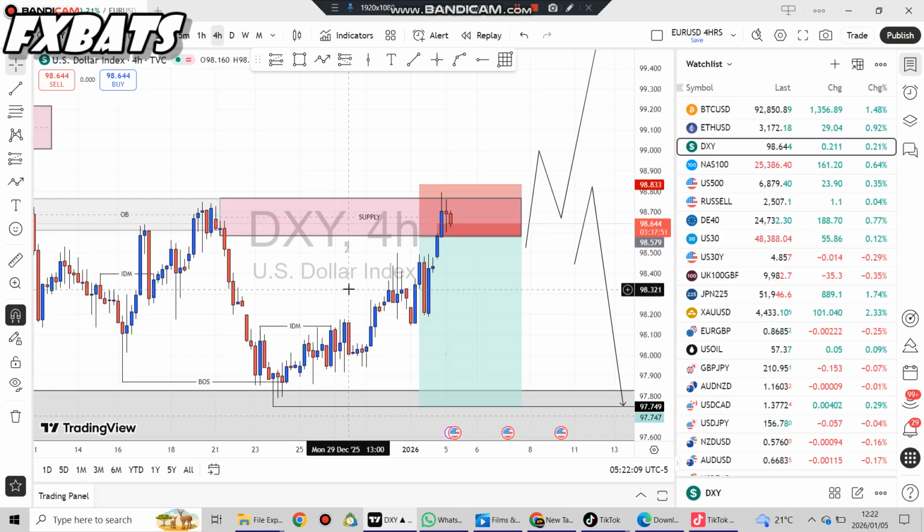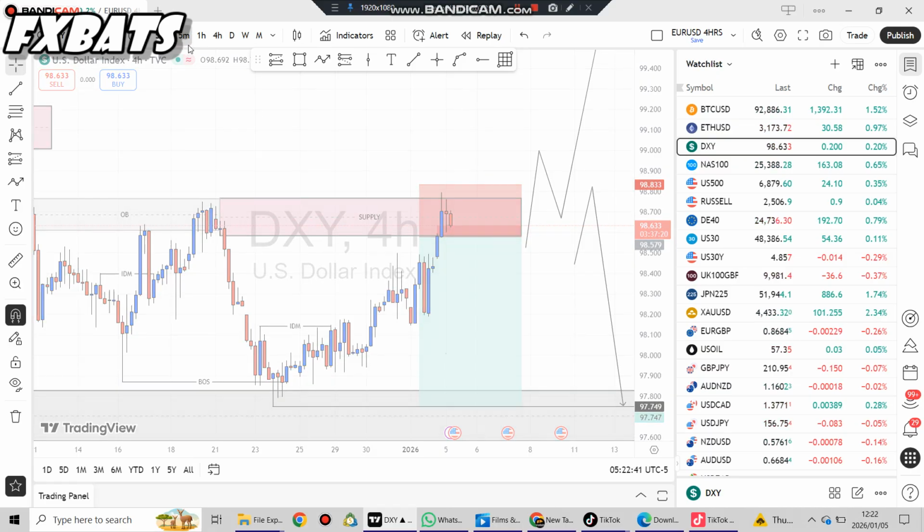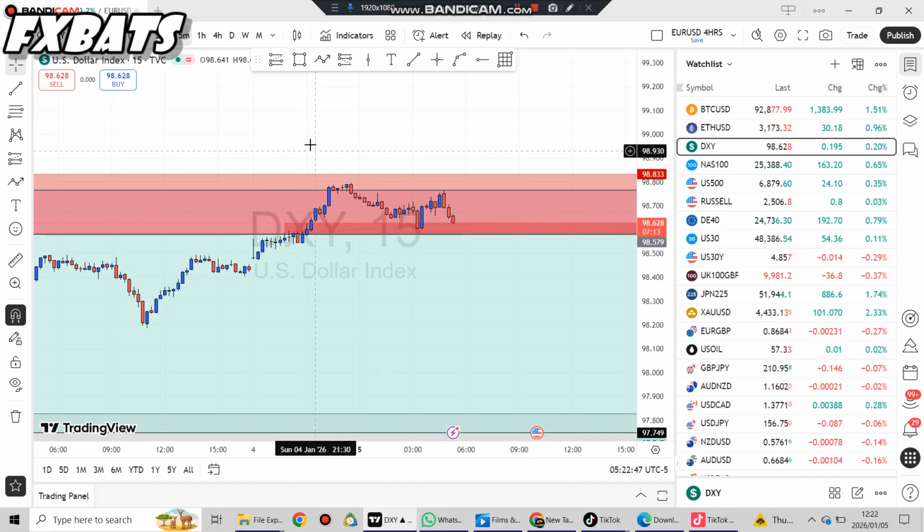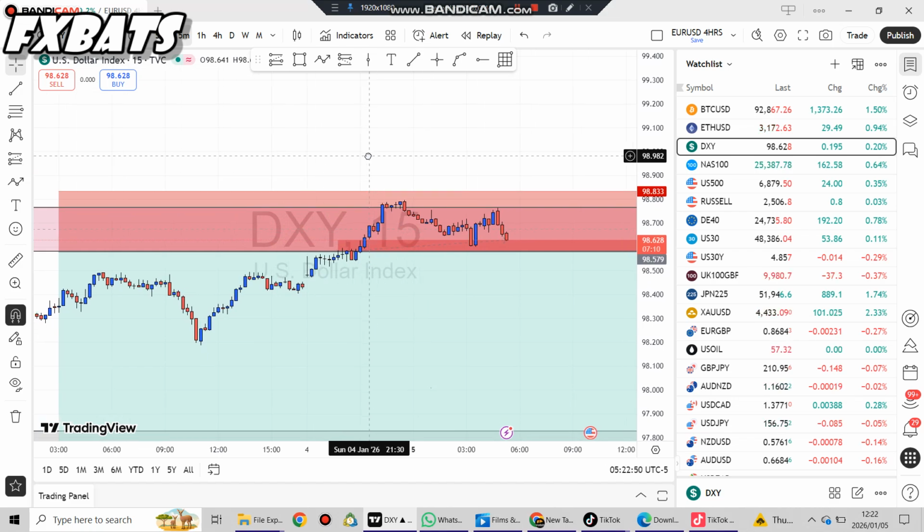So I'm waiting for a market maker model. Since I have setups on H4, I'll go to a lower time frame and do what we call time frame alignment. On H4 you find your POI or your context. Currently, my context is on H4: this is a supply, a bearish order block. I would go to 15 minutes to look for my market maker sell model.